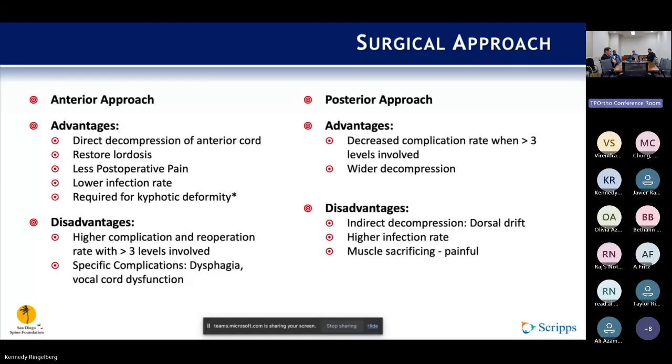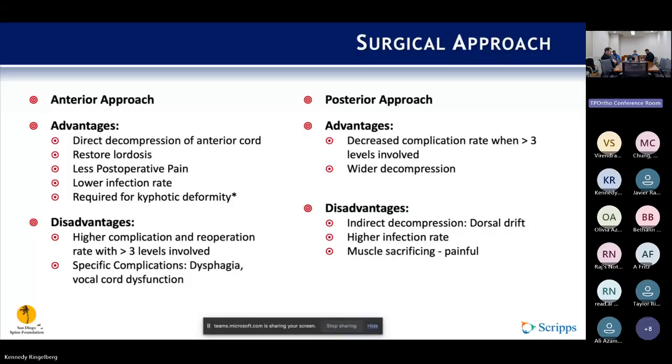Disadvantages of going anterior include higher complication rates when there's more levels involved, and then just be mindful and counsel patients on the specific complications associated with going anteriorly, like dysphagia and potentially vocal cord dysfunction.